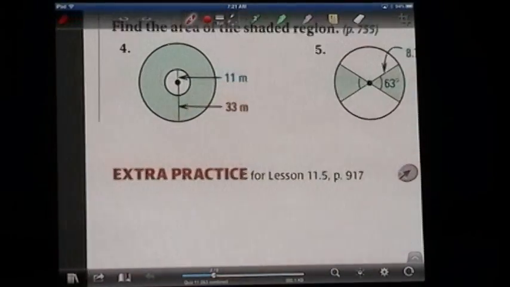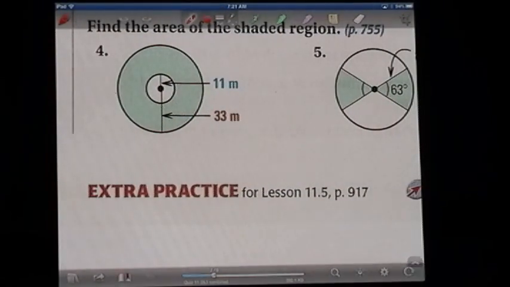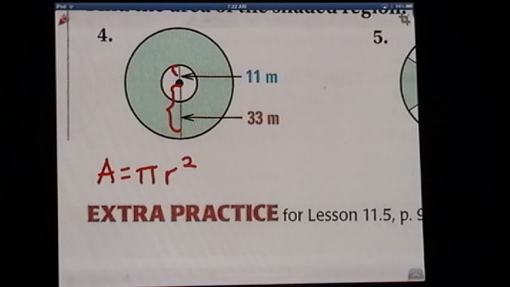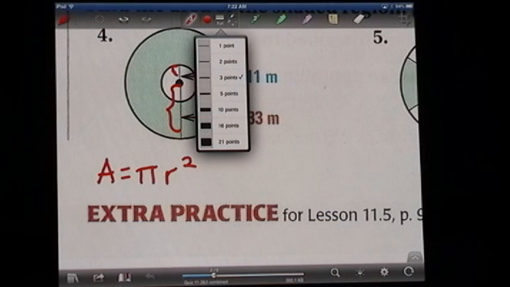Alright, moving on to number 4. Find the area of the shaded region. Okay, to find the shaded region, we're going to have to take the entire area of the circle and subtract the small circle from it. So we're going to be using the area of a circle is pi r squared, and we have our radii here. The radius of the big circle is 33 meters, and the radius of the small circle is just 11.